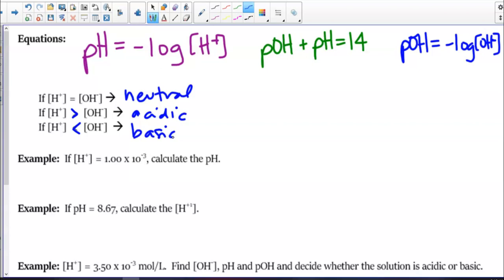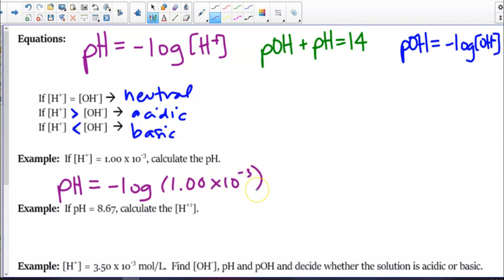So if our H plus is 1 times 10 to the negative 3rd, calculate the pH. All right, so I'm going to use that equation in purple. So pH equals the negative log of, I'm going to just put it in parentheses, 1.00 times 10 to the negative 3rd. All right, so remember how to type this in your calculator.